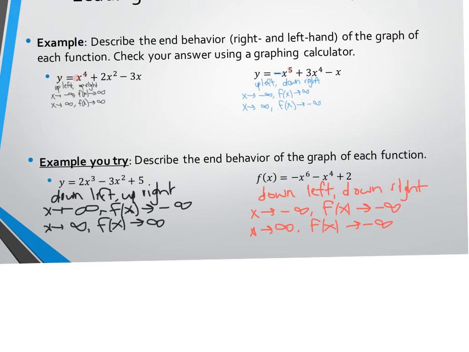For the other example, you should have down to the left and down to the right. As x approaches negative infinity, y approaches negative infinity. And as x approaches positive infinity, y approaches negative infinity. And that's it. That's all you got to do.